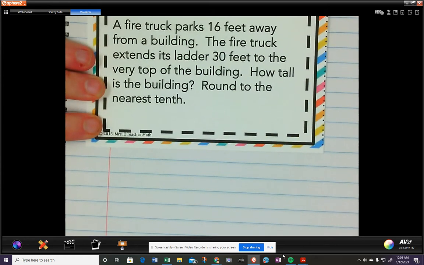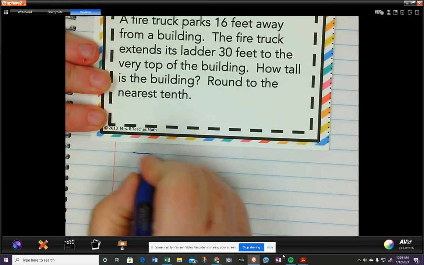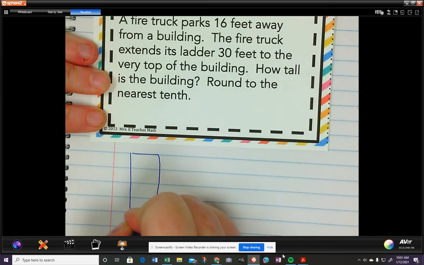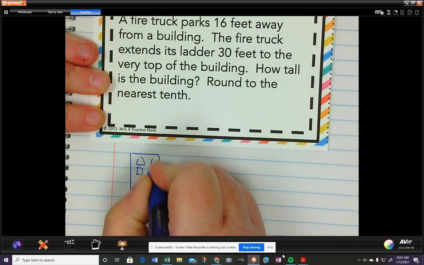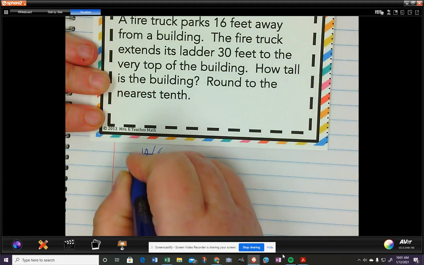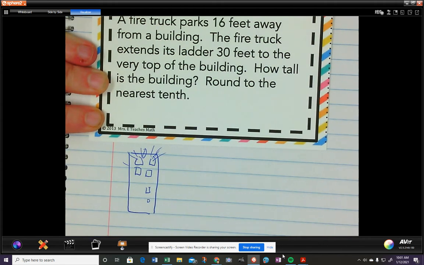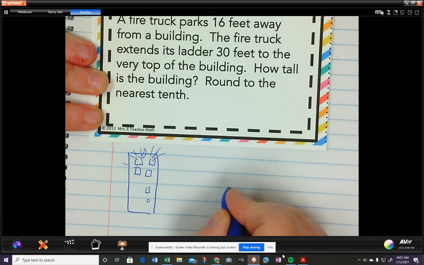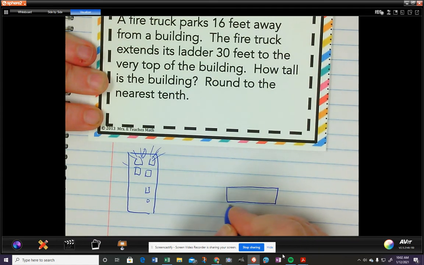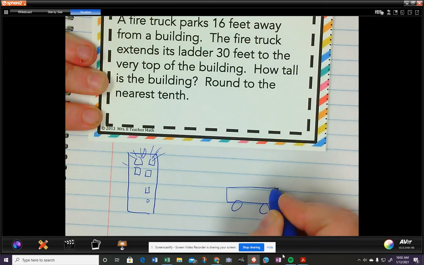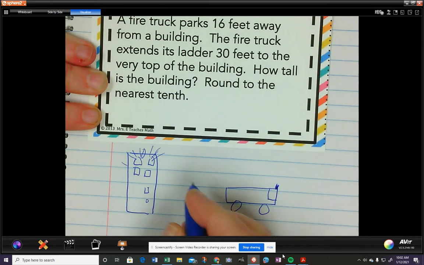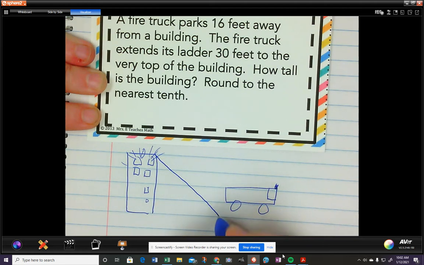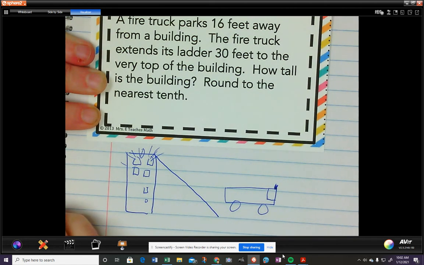So I don't see a picture. What do we need to do? Draw a picture. So here's my building. It's got the little lights, little windows, and it's got fire coming out from the windows. Okay, and here's my fire truck over here with the sirens. Okay, so it extends its ladder. So here's the ladder, 30 feet to the top of the very wall.